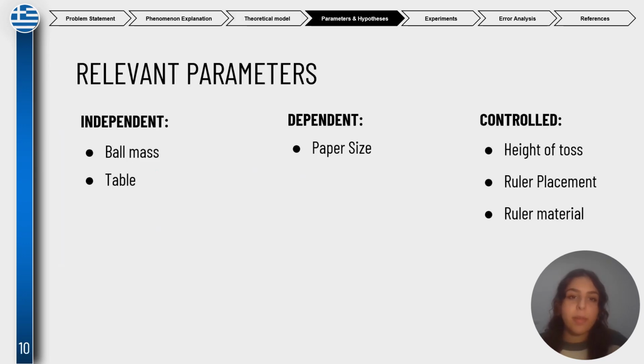These are the parameters of our experiment. We have the independent parameters, which are the ones that change during our experiments, which are the ball mass and the table, which I will explain later. The dependent parameter, which is the one we measured, is the paper size, so the surface area of the paper. The control parameters in our experiment are the ruler placement, the ruler material, and the height of the ball toss. So let's continue with our hypotheses.